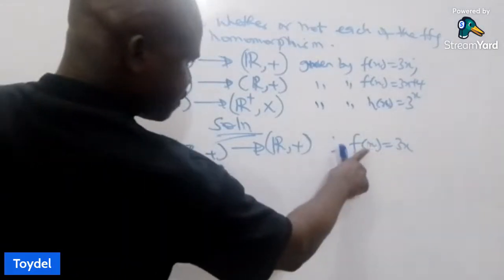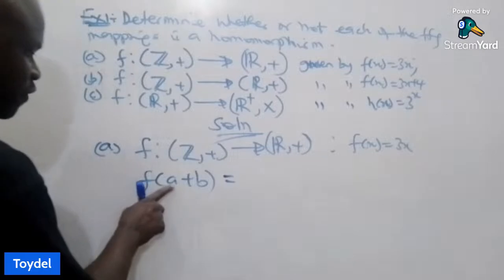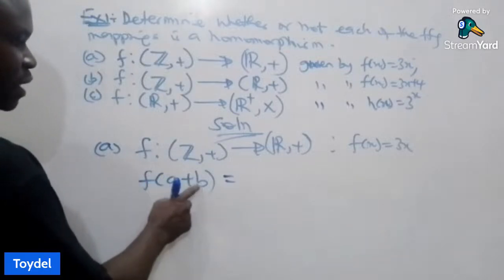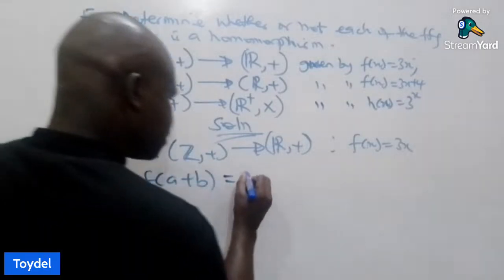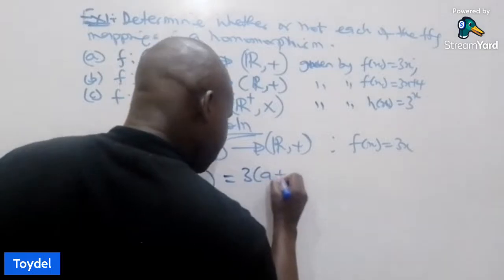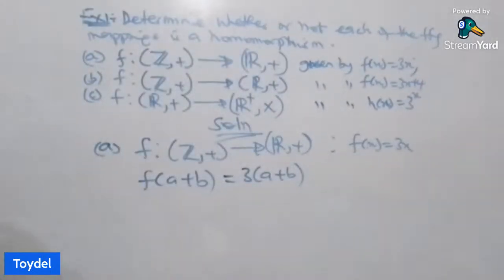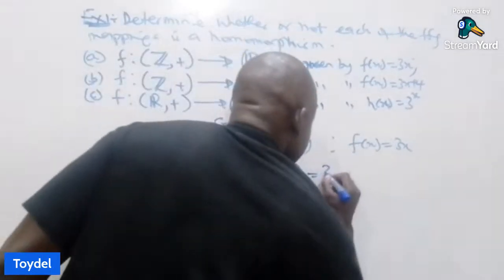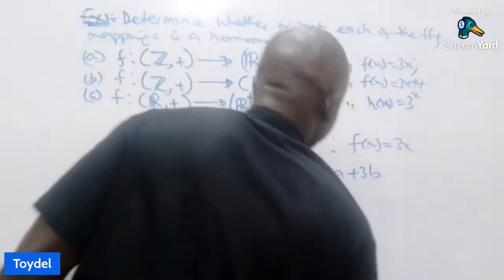What is f of x? F of x is 3x. What is f of a plus b, where a and b are elements from Z? Then this will be 3 into bracket a plus b. Please, let's look at it very well. And this is going to give us 3a plus 3b.